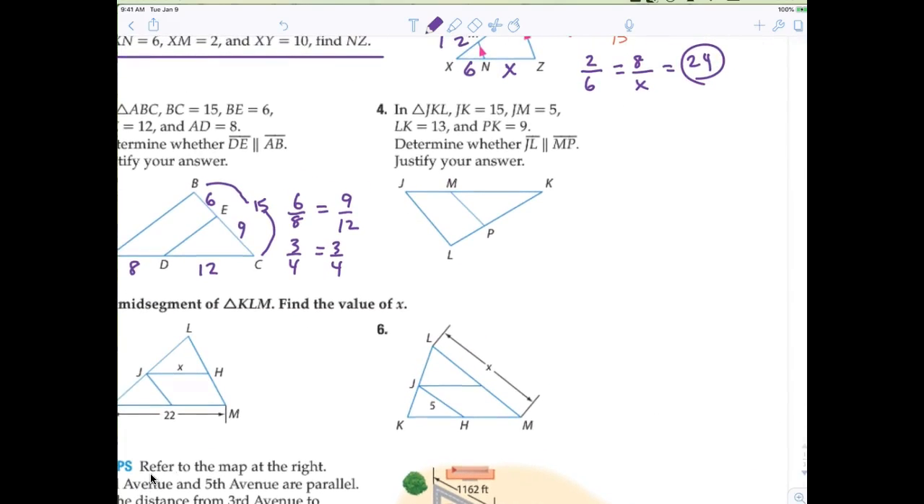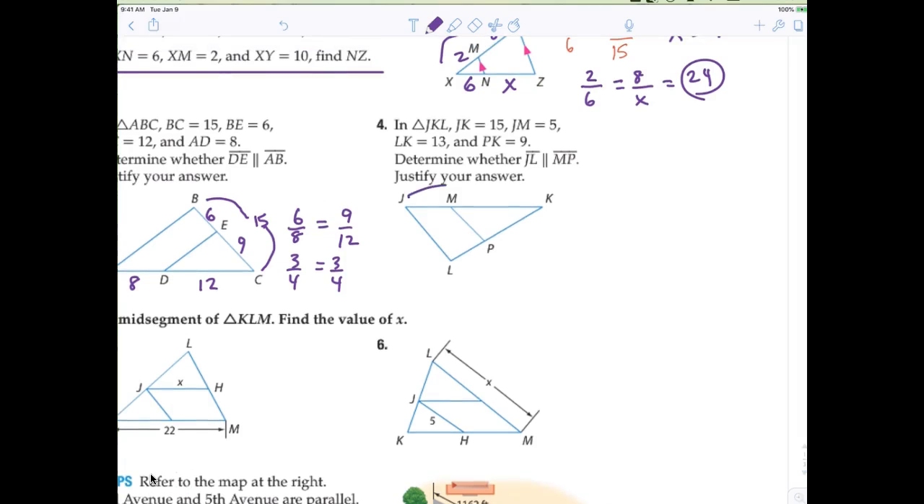All right, question number 4. Here we go. JK is 15. So from here to here is 15. And then JM is 5. So MK would be 10.